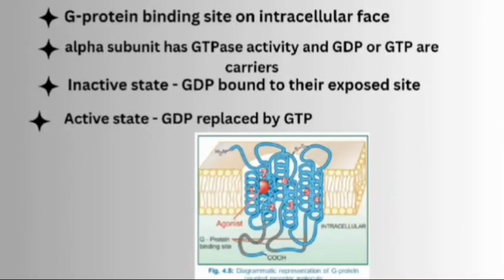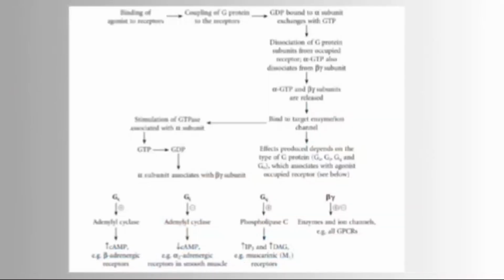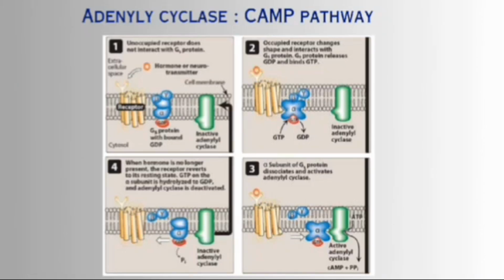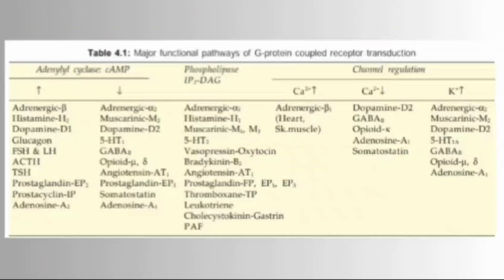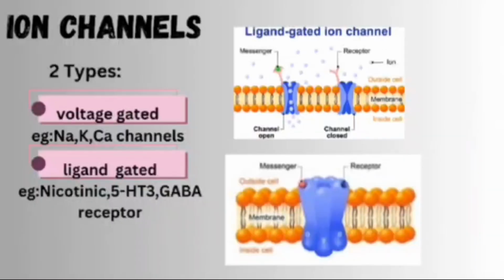Alpha subunit has GTPase activity, and GDP or GTP are carriers. In inactive state, GDP is bound to the exposed site. In active state, GDP is replaced by GTP. This is the cAMP pathway, adenyl cyclase. Phospholipase C, IP3 and DAG pathway. Table shows major functional pathways of G-protein coupled receptor transduction.